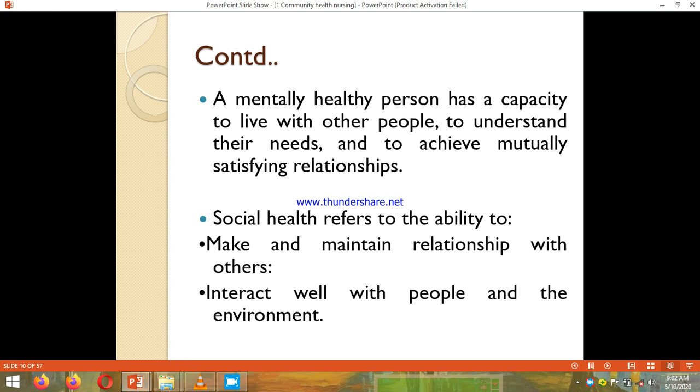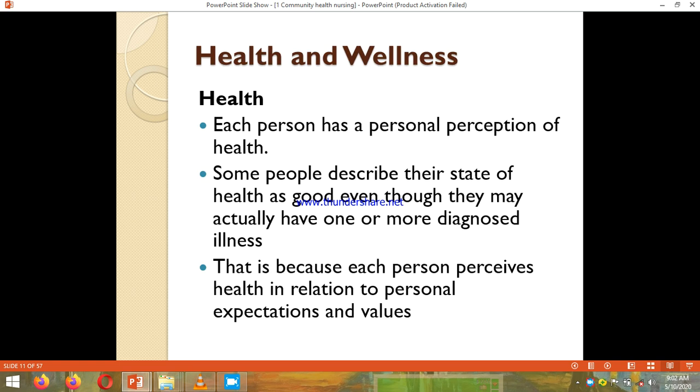The other one is social health. This refers to making and maintaining relationships with others. So WHO defines health as a state of physical, mental and social well-being. The other one is health and wellness.